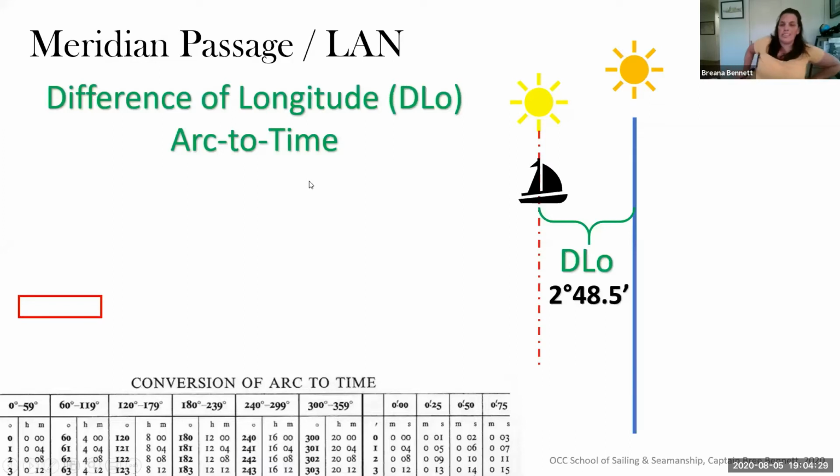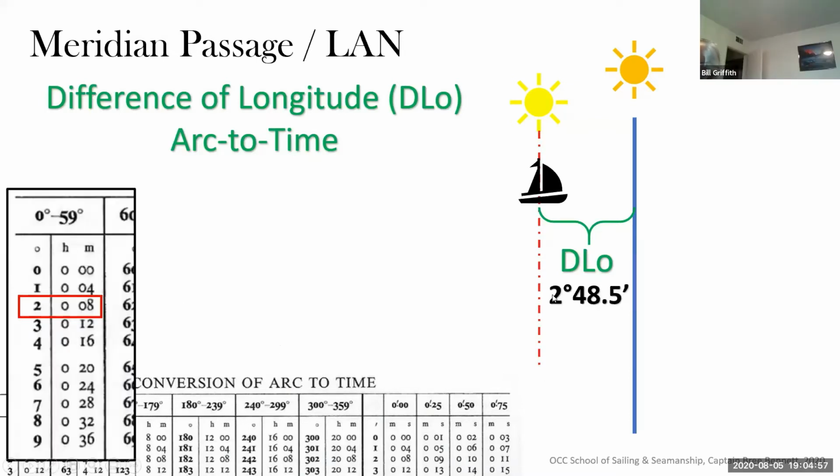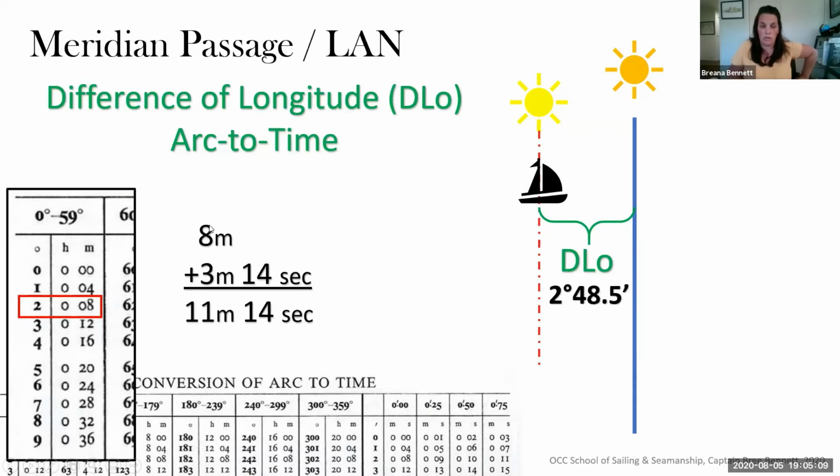Okay, so the DLO, we are trying to find the difference between my longitude and the central meridian. I am 2 degrees and 48.5 minutes west of my central meridian. So I want to calculate this DLO into time. So I'm going to use this conversion of arc to time table. I'm going to find 2 degrees. So from 0 to 59, here's 2 degrees. And my arc to time here is going to be 8 minutes. So I'm going to write in 8 minutes.